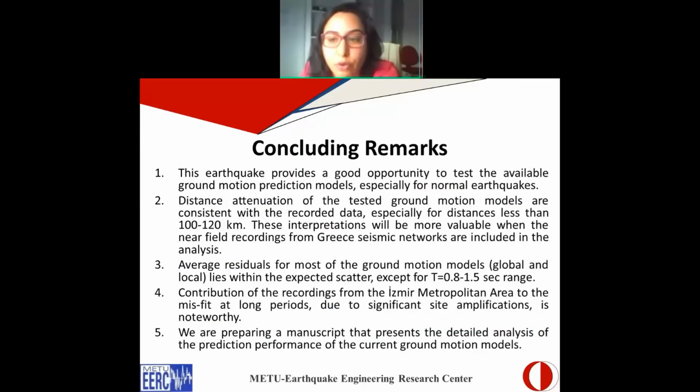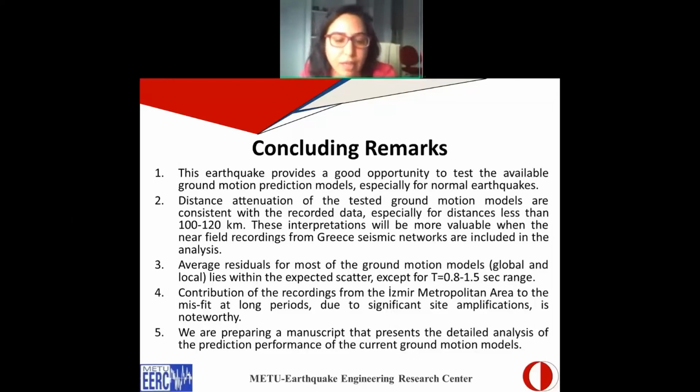prediction models, especially since, as some of you might know, many of the global data sets are rich in strike-slip events and rich in reverse events, but they are not very rich in normal earthquakes. This is a well-recorded normal earthquake, so it's a good opportunity for us to test the ground motion prediction models. Good news is the distance attenuation of the tested ground motion models is consistent with the recorded data, especially for distances less than 100 or 120 kilometers.